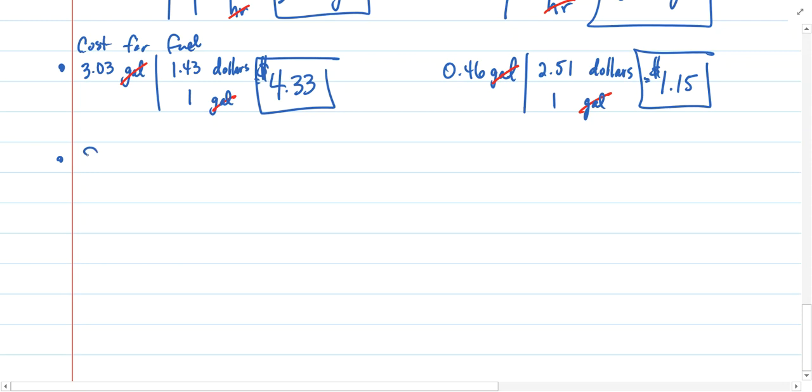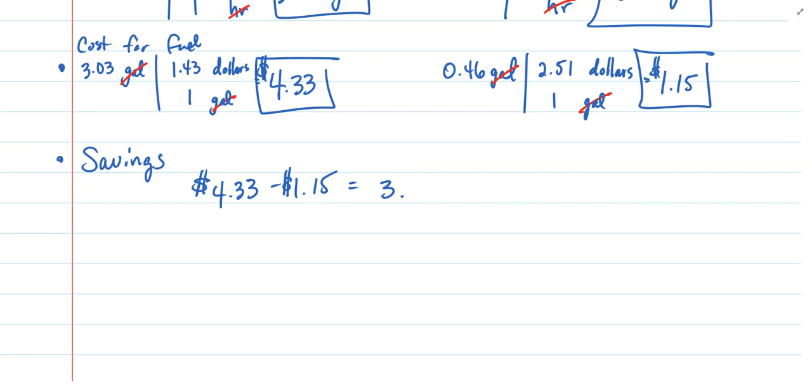So now let's determine the savings. This is easy. If I switch to the new mower, if we purchase the new mower, $4.33 is what it would have cost in the old lawnmower. Let's subtract the cost in the new mower. No T-charts necessary here. We're now talking about a $3.18 savings.